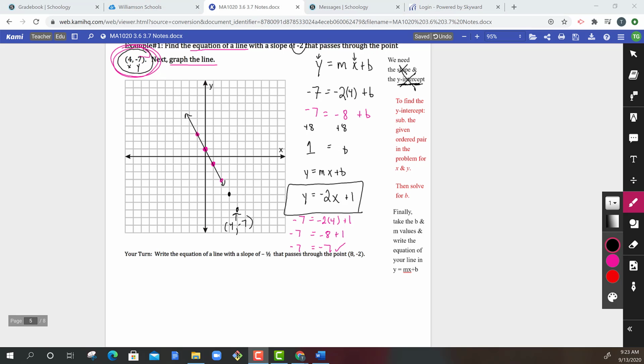And now I've gone ahead and gone down 2, right 1, until I get to the point 4, -7. You don't have to do that. I just wanted to show you that graphically this line would go through that point eventually anyway.